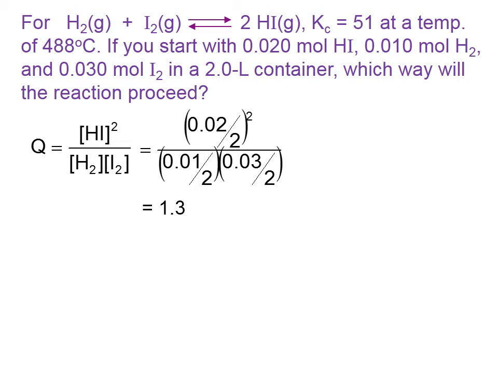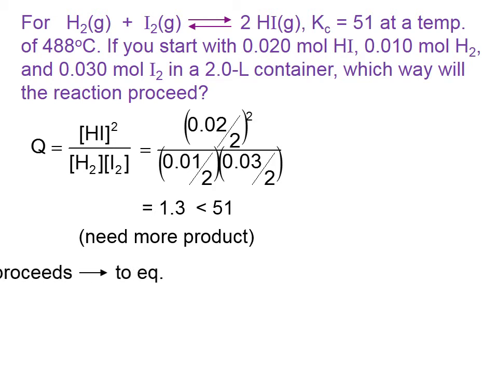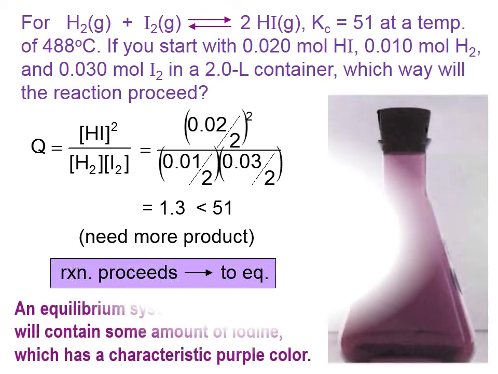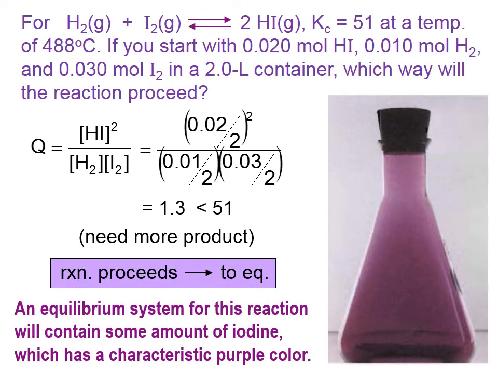In other words, at this instant, the value of the reaction quotient is 1.3. Now, how does that compare to the equilibrium constant? Well, the value of the equilibrium constant is 51. In other words, we need to make more product before we get to equilibrium. So the reaction is going to proceed to the right. That is, the forward reaction is going to predominate over the reverse reaction at this instant.